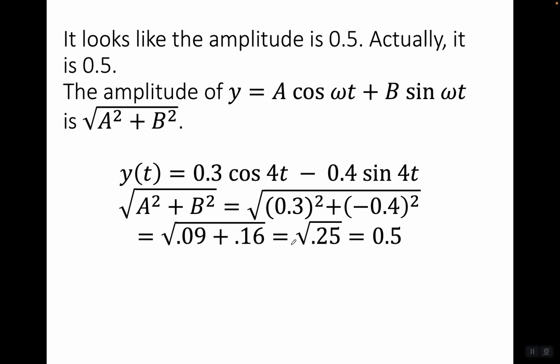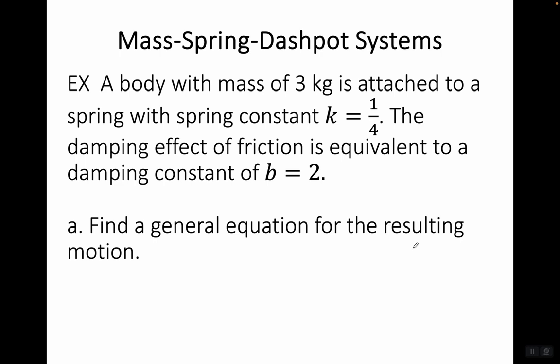So y is going to be 0.3 cosine 4t minus 0.4 sine 4t. The square root of a squared plus b squared is the square root of 0.3 squared plus negative 0.4 squared. Turns out to be the square root of 0.25, which is 0.5. Okay, so the amplitude is indeed 0.5.